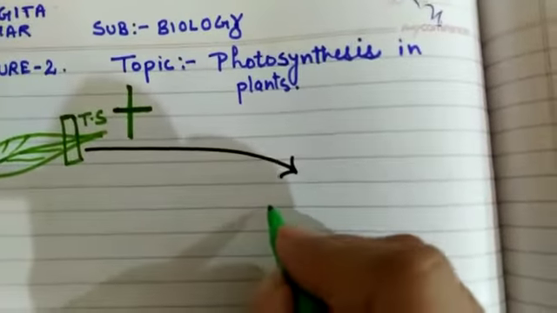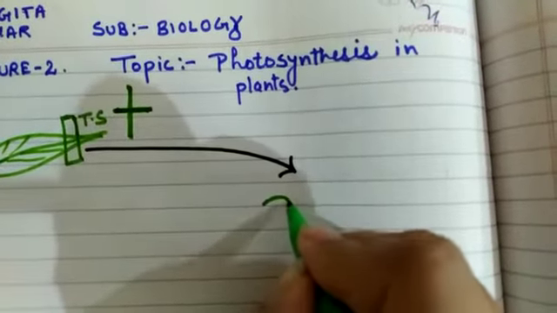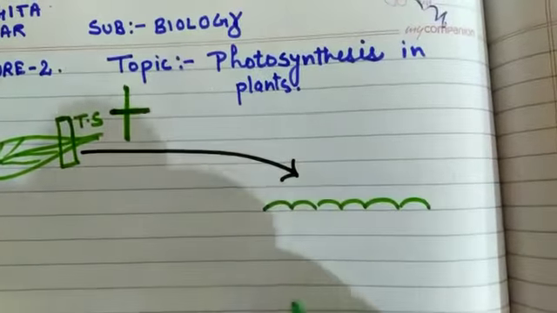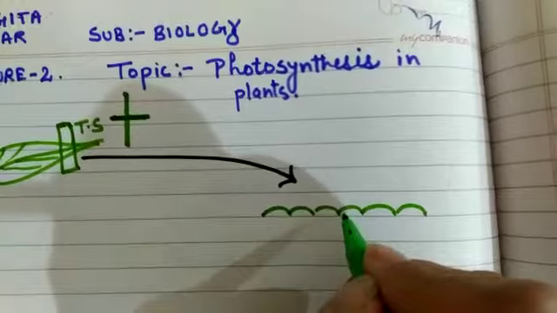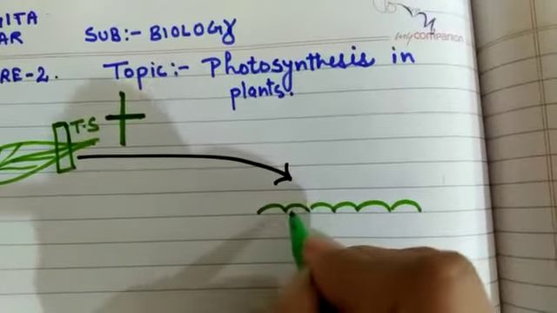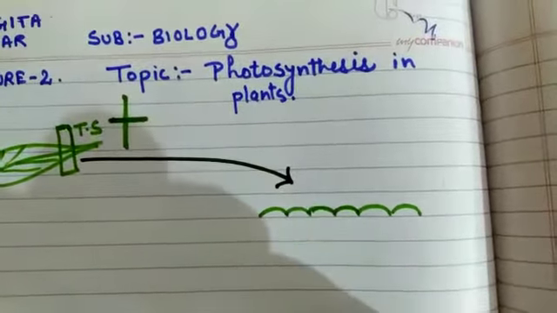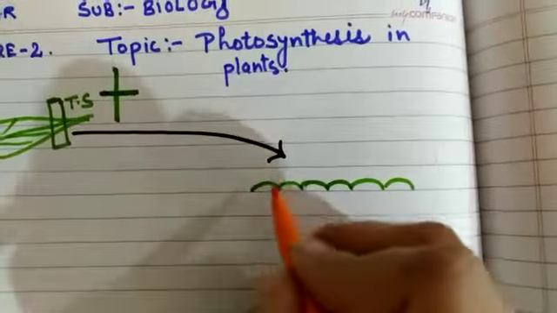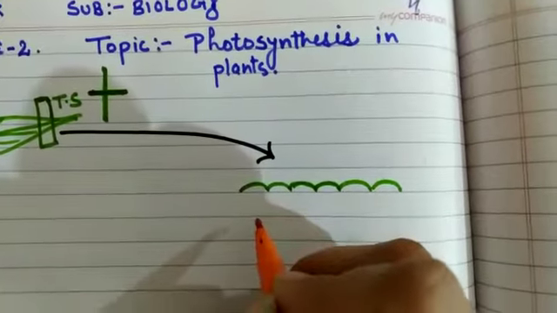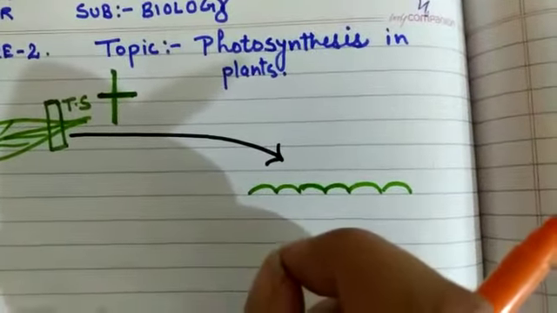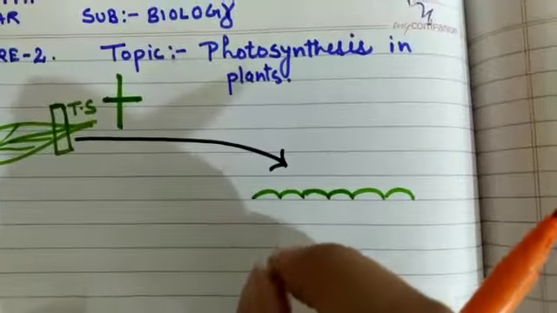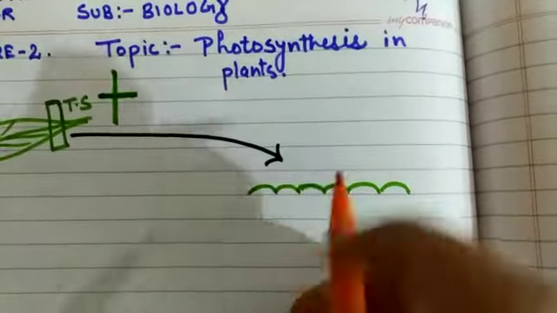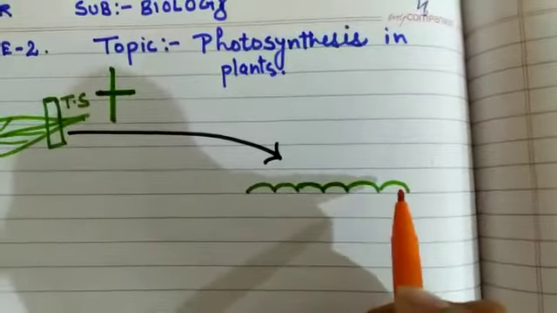If we cut the leaf in the transverse section, we will find that the leaf looks like this structure. There is an upper layer, known as the cuticle. The cuticle is actually a waxy coating. Waxy coating means if we put droplets of water on the surface of the leaf, the drop floats because of this waxy coating, which is known as cuticle.